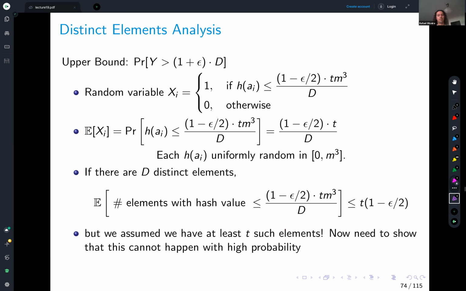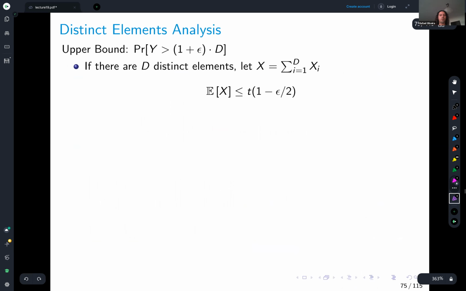Well, here's the idea. We know now, remember, the expected number of elements with small hash value, we proved that it's less than or equal to t times (1 minus epsilon over 2). But if y is bigger than 1 plus epsilon over d, it means that we have at least t such elements. So there's a gap between the number of elements that we have and the expected number of elements. Does that make sense? Which means that in your head, you should already be thinking, oh, concentration inequality, right? So now we need to show that this does not happen with high probability, and we're going to use a concentration inequality to show that this doesn't happen.